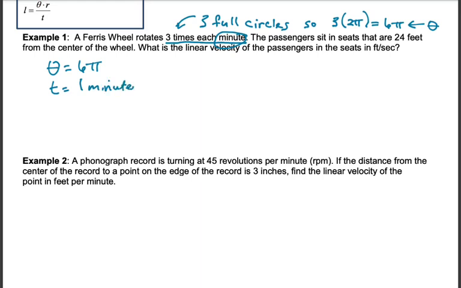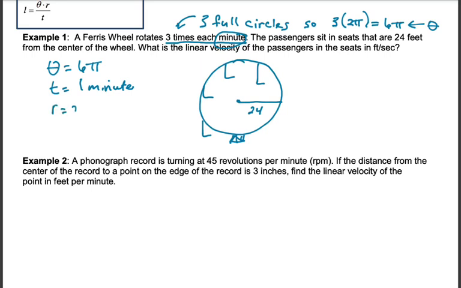All right, the passengers sit in seats that are 24 feet from the center of the Ferris wheel. If you think about a Ferris wheel, what I drew looks like a balloon, not a Ferris wheel. Sorry, I don't know how to make a Ferris wheel. I do know we have seats on here. Those seats are about 24 feet from the center, and so that's our radius. So my radius equals 24 feet. All right, what is the linear velocity of the passengers in the seats in feet per second?